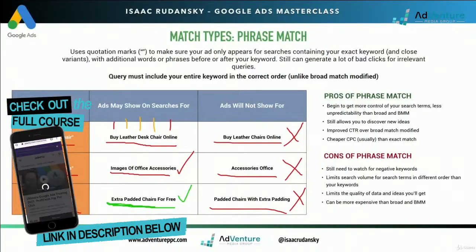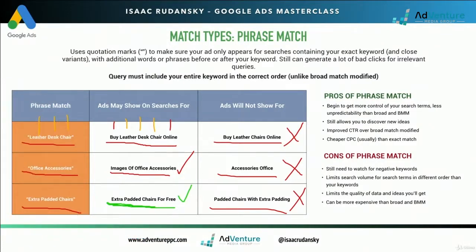Phrase match still allows you to discover new ideas, because you could find bad keywords, like somebody searching for buy leather office chairs for free. You could also find some good keywords, like sale on leather office chairs or something like that. You might want to put an ad group together for people searching for something on sale if you're running a sale. So you'll find good ideas for new keywords, but not as many as with broad match modified and broad match. You'll see an improved click-through rate over broad match modified. It's usually a cheaper cost per click than exact match. And I say usually because it's not always true.